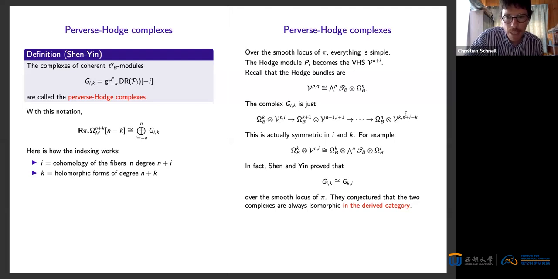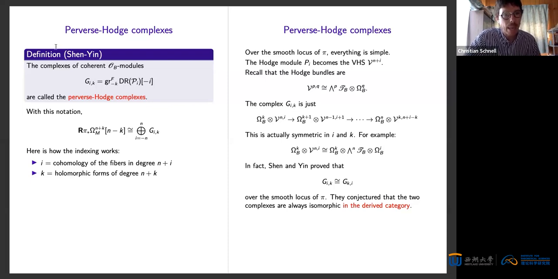If you look at this complex here, you see that, again, I and K have different roles, right? K is sort of the holomorphic stuff again. I is the fiber degree, but the complex is actually symmetric in I and K. For example, the first term is really omega K times wedge n of TB times omega I, and I could swap I and K and it would be exactly the same thing.